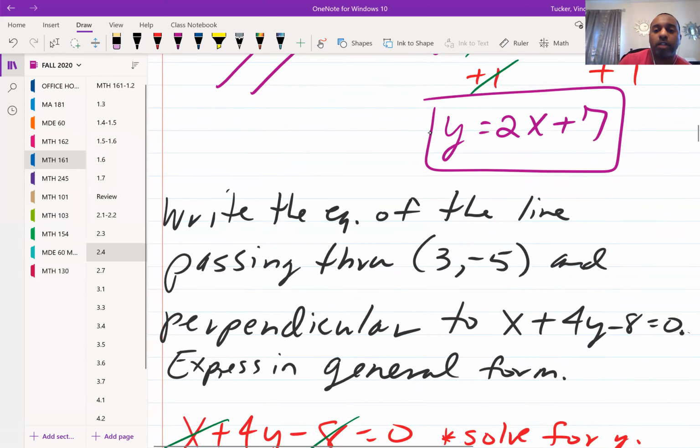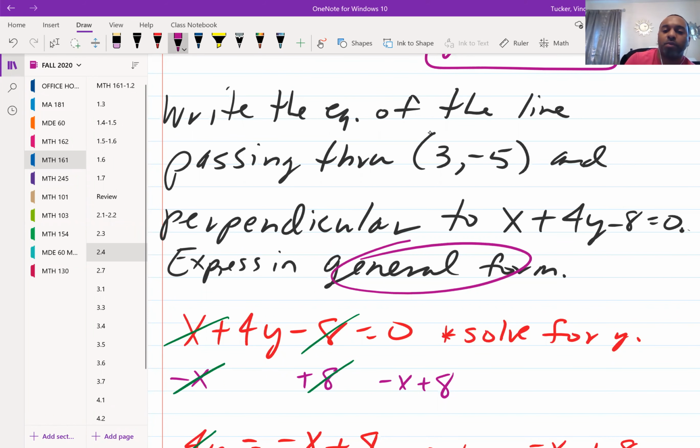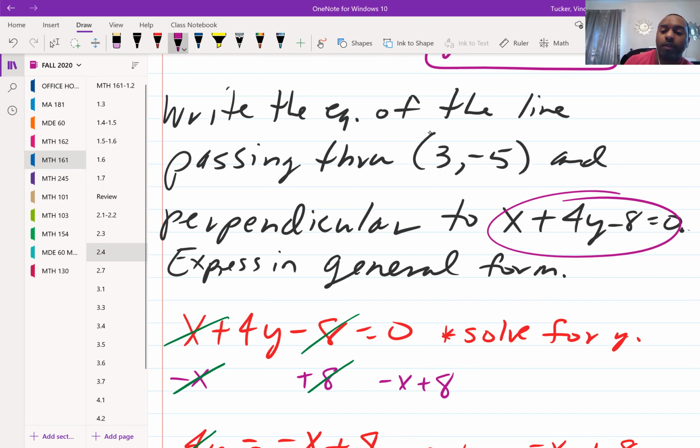All right, so the next one is a perpendicular example. It says write the equation of the line passing through 3, -5, and is perpendicular to x plus 4y minus 8 equal to 0. Then also notice it says express in general form. We'll talk about that when we get to the end, but always make sure you pay attention to the directions and what they're asking of you. So we need to take this equation and figure out the slope. Our last original equation was already solved for y, so we could just pick out the slope. So we need to take this equation and solve it for y first.